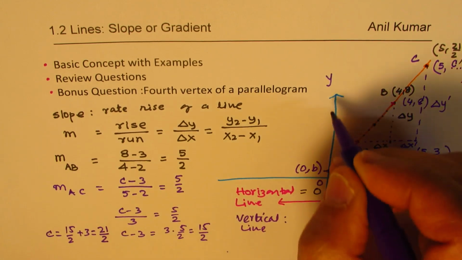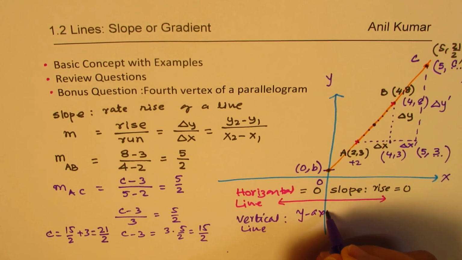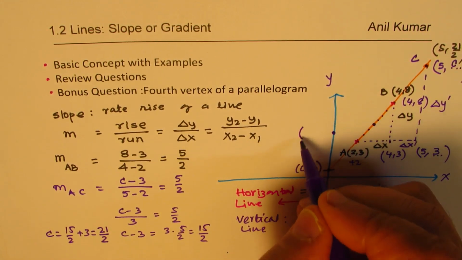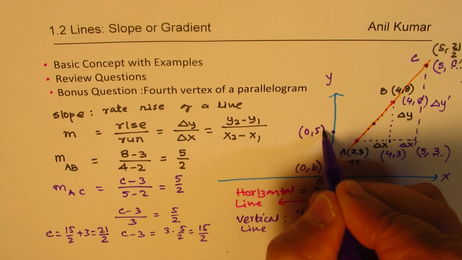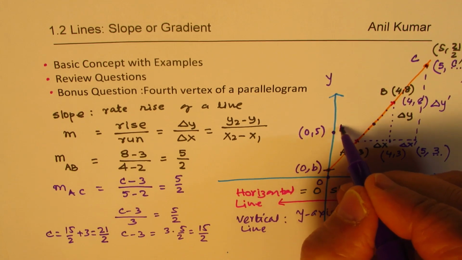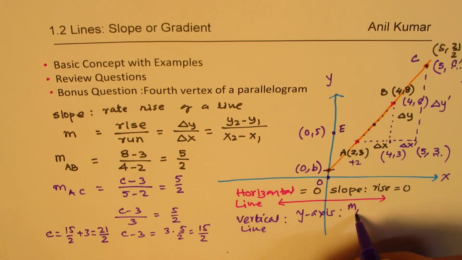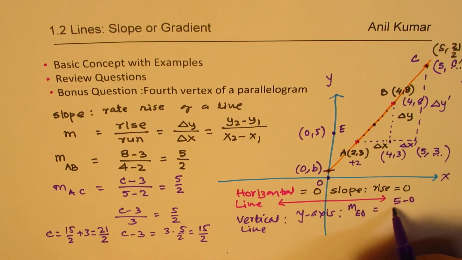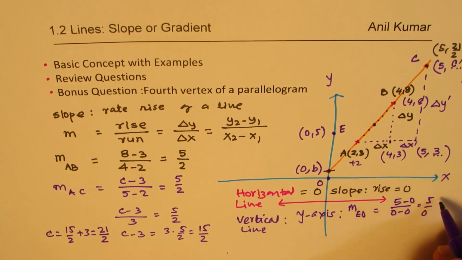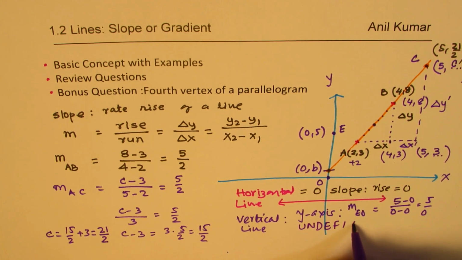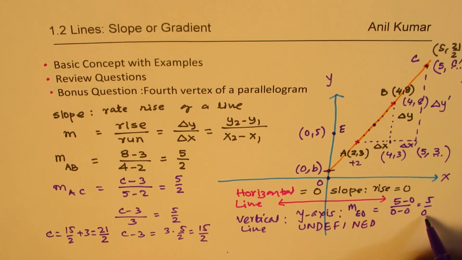Now, a vertical line, for example, the y-axis. If I take 2 points here, let's say one point is 0, 0 and the other point is 0, 5. Then what is the slope between the points E and O? Well, the slope between E and O should be 5 minus 0 divided by 0 minus 0. That means 5 over 0. Well, that is undefined, right? This is undefined. Why? You cannot divide by 0.